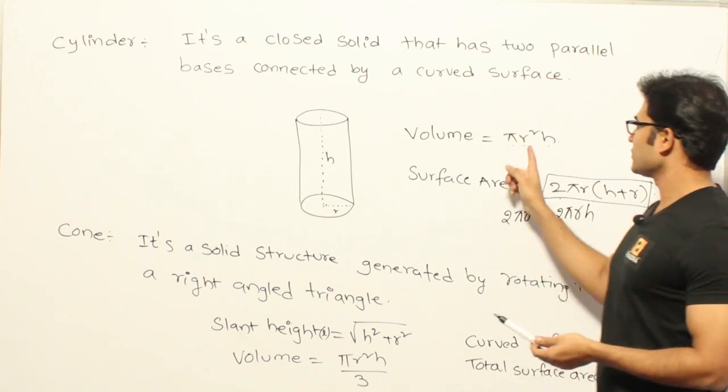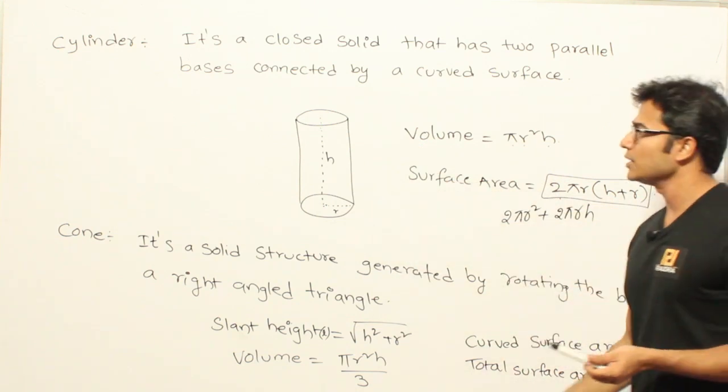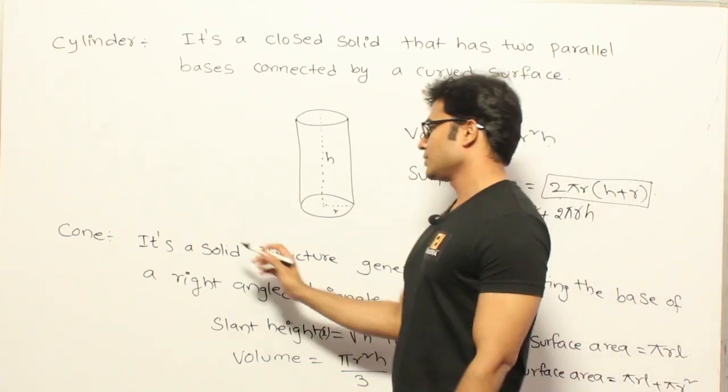So volume is pi r square h, and the surface area is this one. So these are the 2 points you are supposed to remember about the cylinder. And next one is cone.